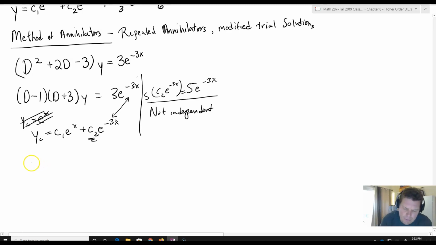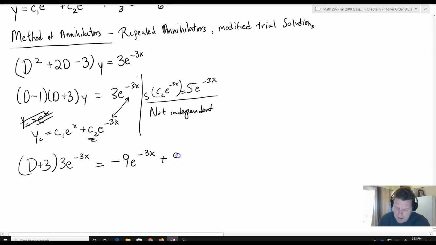The annihilator for 3e to the negative 3x is D plus 3. So D plus 3, if we apply that to 3e to the negative 3x, okay? That's going to equal negative 9e to the negative 3x plus 9e to the negative 3x, which equals 0. So that's clearly the annihilator, all right?